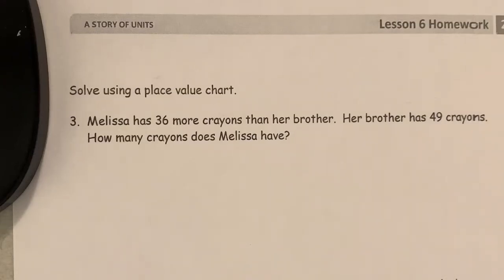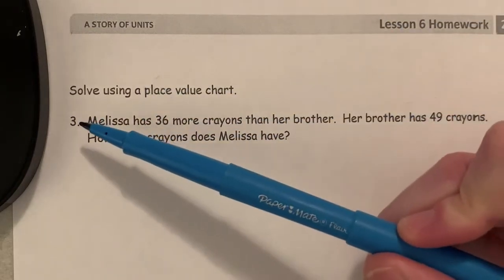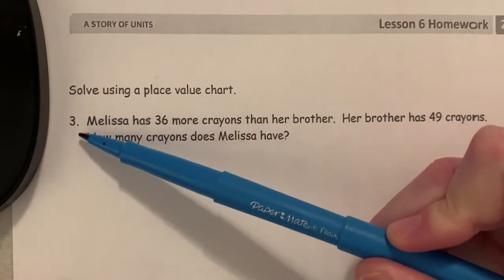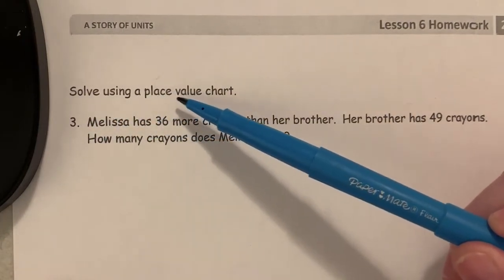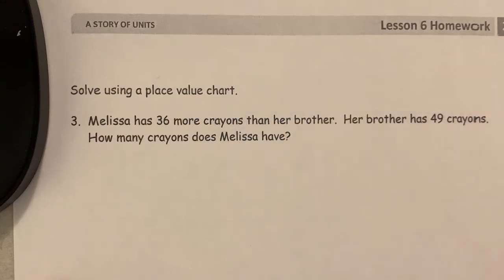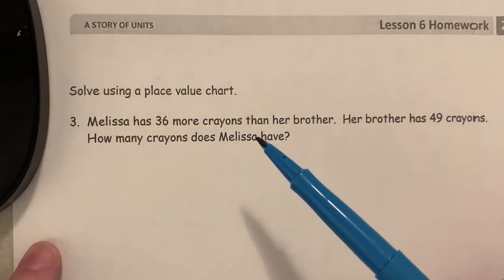Today for math, you watched the math video for lesson 6 on using manipulatives to represent the composition of 10 ones as 1 ten with 2-digit addends. So today we're going to be looking at the lesson 6 homework, and we're going to be starting here with number 3. Number 3 says, solve using a place value chart. So we're going to be doing that for all 3 of our questions today.